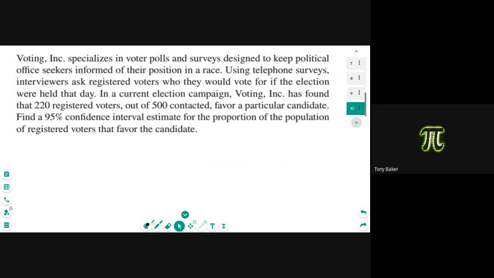What'd they give me? The N would be 500. Okay, so I've got N, my sample size. That would be 220 over 500. Do they give me a mean? No. Do they give me a standard deviation? No. So what are we looking at? It's a proportion, which means we have to calculate those two. So P hat is the 220 over 500, which is 0.44.